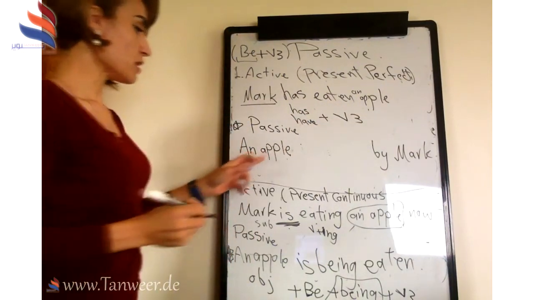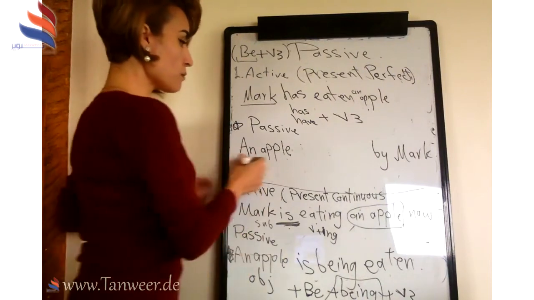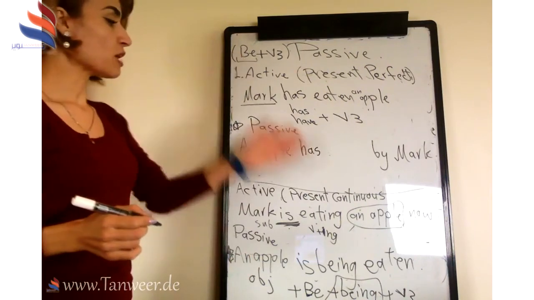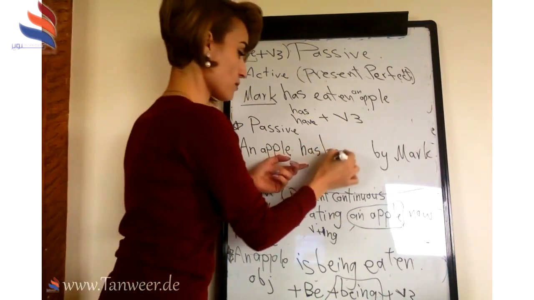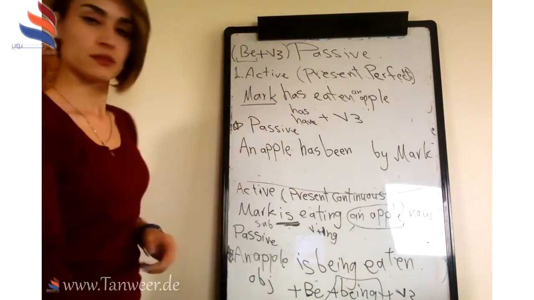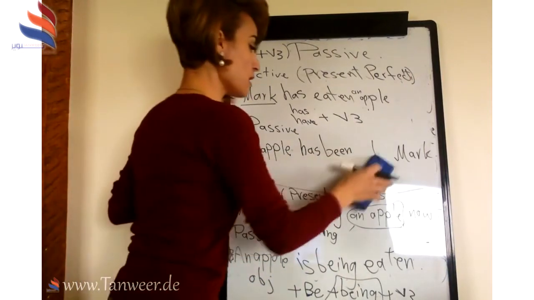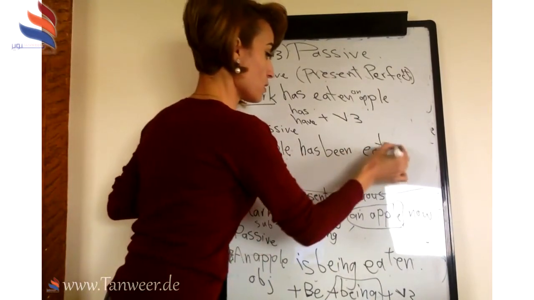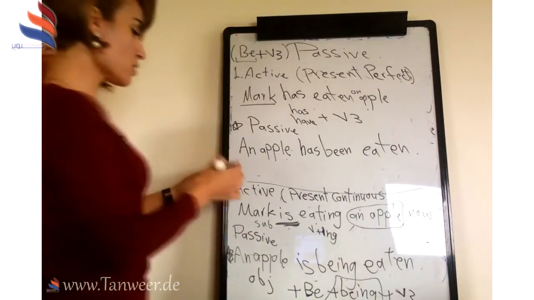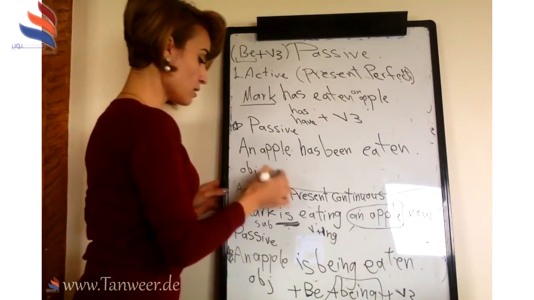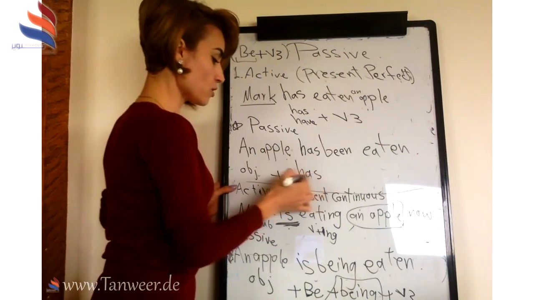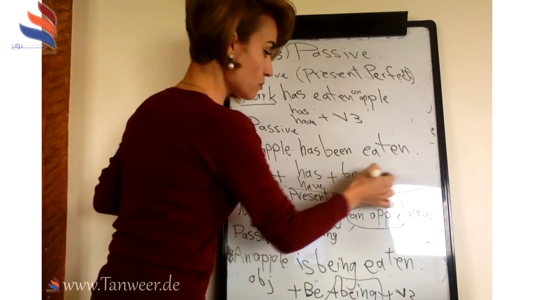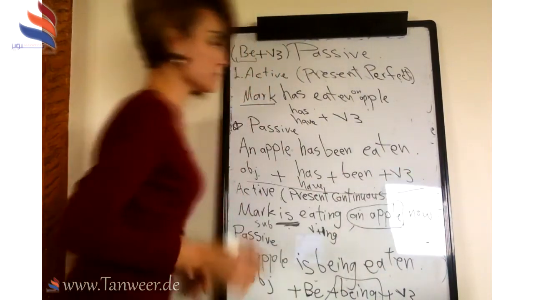In passive, it must be an apple. An apple is first, then has, right? And I need verb to be. Verb to be after has is been. An apple has been eaten. So I need the object plus has or have plus been, and it's fixed one, plus verb 3 or past participle.